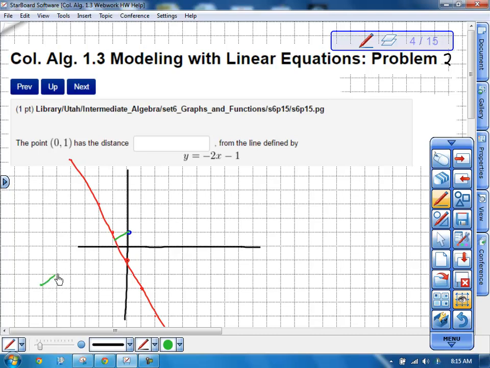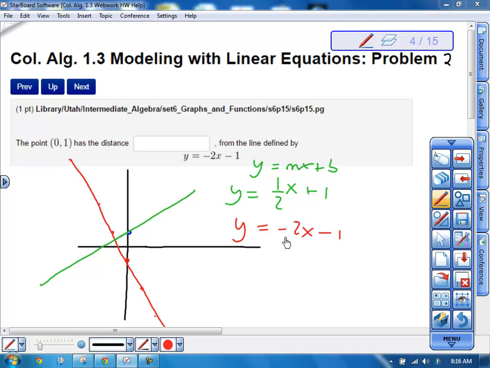The best way to do it is to write an equation for this green line, which we know the slope of the green line has got to be the opposite reciprocal of the red line. The red line has a slope of -2, so the green line needs to have a slope of 1/2. So it's y equals mx plus b. And we also know the y-intercept of the green line is 1. So there's our equation for the green line. The red line, they gave us the equation for that right here, which is y equals -2x minus 1. So the best way to solve this is to just set them equal. Here's our system of equations that we're solving to find the intersection point right here.